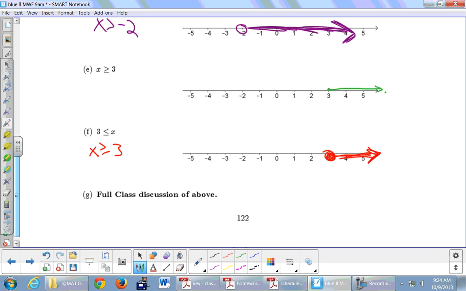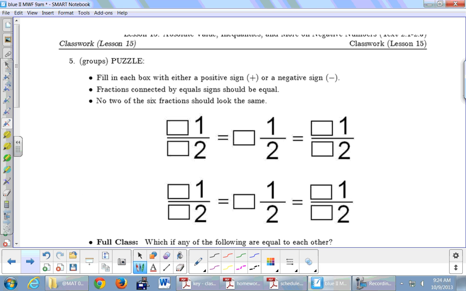And what do we notice? It's the same as the one above it. So of course it is, because when we rewrote it, we got exactly what part E said, but they look different initially. Okay, any questions on the inequality business? Okay, moving right along. Next page.